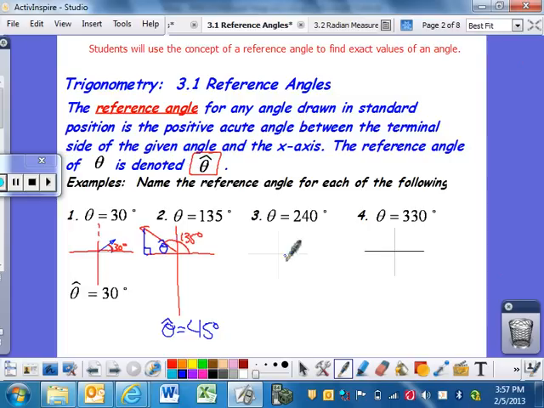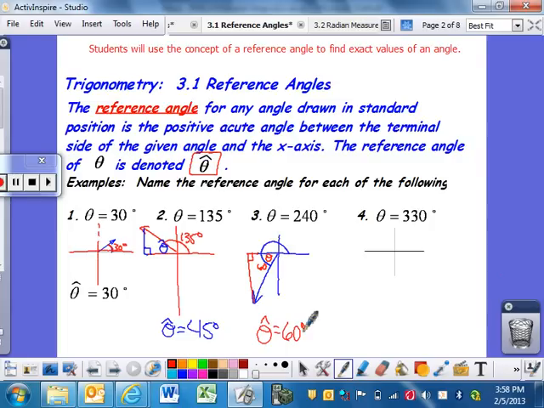Quadrant 3, so 240 degrees. I don't know if you can see this on your paper or not. 180 is straight. I need to go 60 degrees past that. So there becomes my terminal side. Now to make my reference angle, I still want to make a right angle with my x-axis. So the angle closest to the origin in between the terminal side and the x-axis becomes my reference angle, or my theta hat. And what measurement is this? 180 plus what gets me to 270? 60 degrees. So I have a 60-degree reference angle.